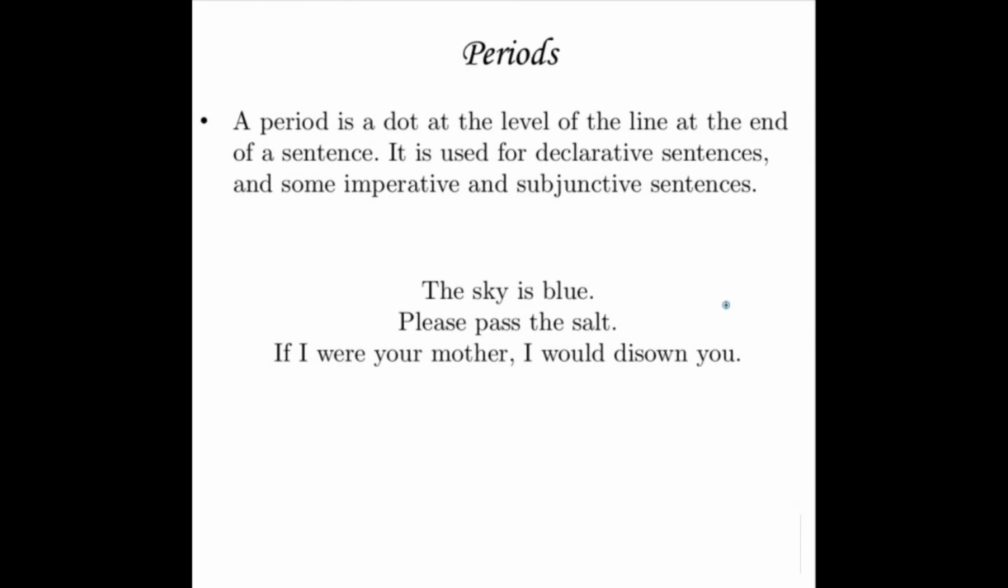So let's look at the actual punctuation. What is a period? Just in case you don't know. A period is a dot at the level of the line at the end of a sentence. You see this period right here? It's on the same level as the line on which the words rest. It's a little dot on that level. That's all a period is. It is used for declarative sentences and some imperative and subjunctive sentences. The sky is blue. Please pass the salt. If I were your mother, I would disown you.